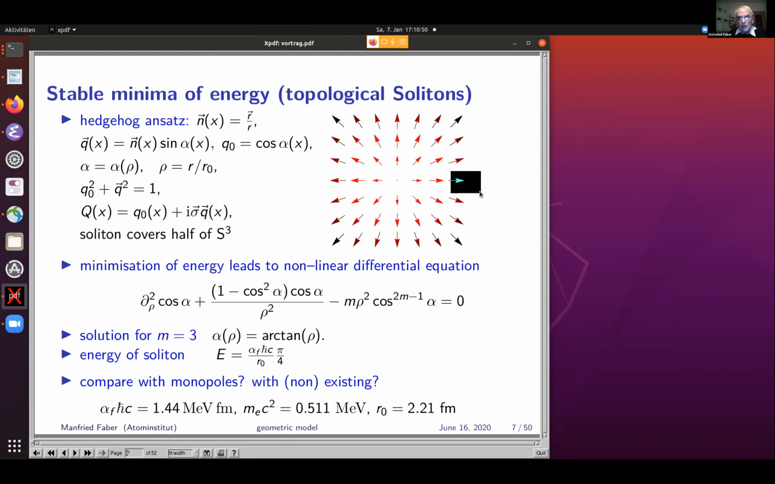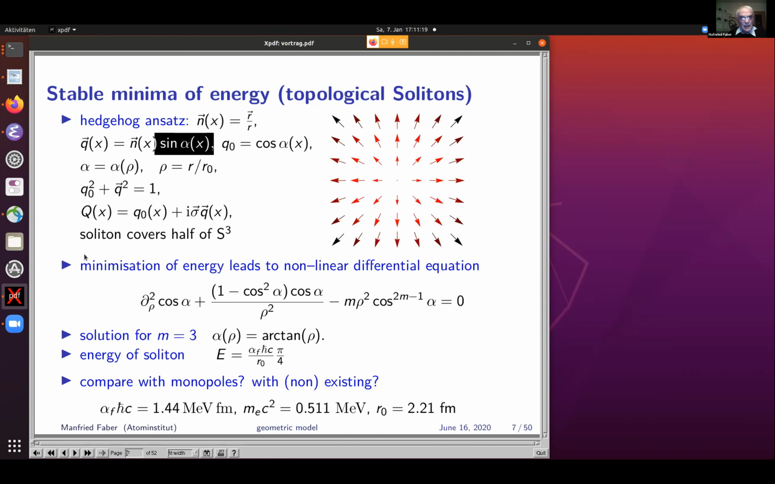Outside they are 1, but close to the center they are getting smaller than 1 because of this sine alpha term. And I remove in this way the singularity in the center. And with this hedgehog ansatz, n equal r over r and Q0 equal cosine alpha, this is the real part, and the imaginary part has sine alpha. I describe the solitons as hedgehogs.